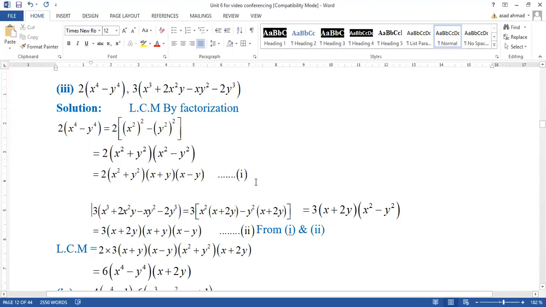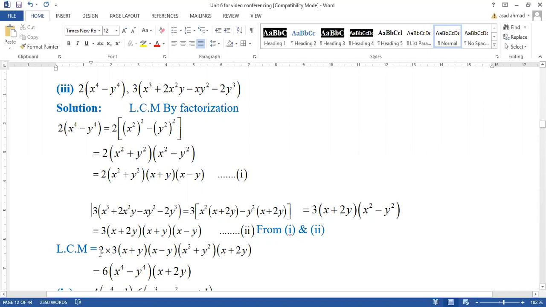Once the factorization is completed, from 1 and 2 we will have to find the LCM by first finding what is common. You will see that x plus y and x minus y are the common factors, so the common factors will be written once. Then you will see what is left. Which factors are left, like 2 and 3, they are not common, so those will be written as a multiple of uncommon factors, 2 times 3. And x plus 2y and x square plus y square are also uncommon between these two terms, so you will get them multiplied as well.